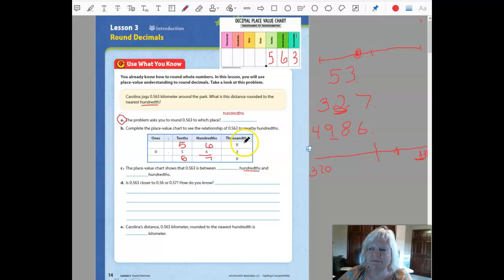C says the place value chart shows that 563 is between, now it wants you to call it hundredths, because even though this 0 is there, we don't really need to say that 0. 56 hundredths or 57 hundredths. So we're deciding which, that's what it said we're going to round to. If you go back up here, it said we're going to round to the hundredths. So I'm really focused on this category right here and saying, is it going to be to the 56 or is it going to go up to the 57? So you should be filling this in with your page.